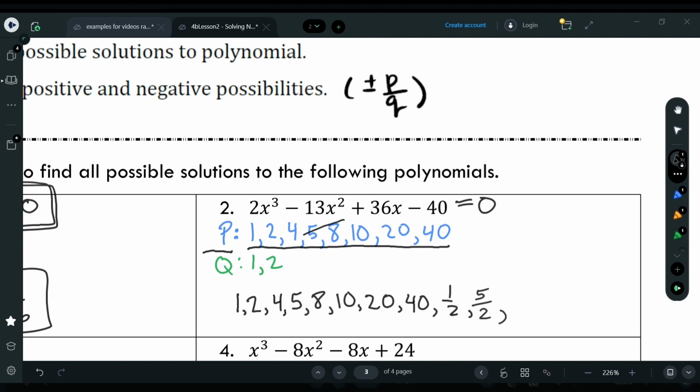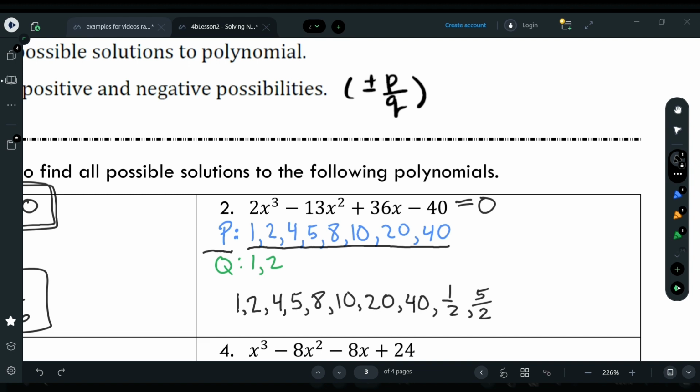Okay, let's see. 8 divided by 2 is a 4. We already have 4, so that's a duplicate. 10 divided by 2 is a 5. We already have 5 on the list. That's another duplicate. I think the rest of these give us duplicates. 20 divided by 2 is a 10. That's already there. And 40 divided by 2 is a 20. That's already there. Okay, so this is all of them.